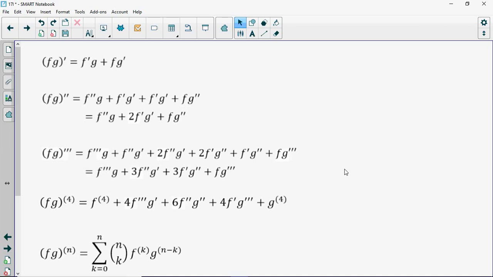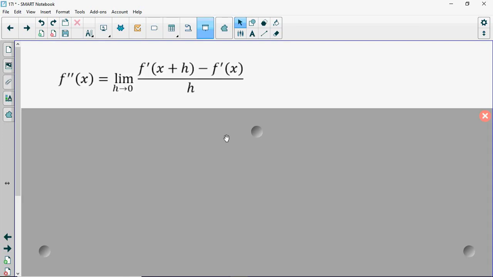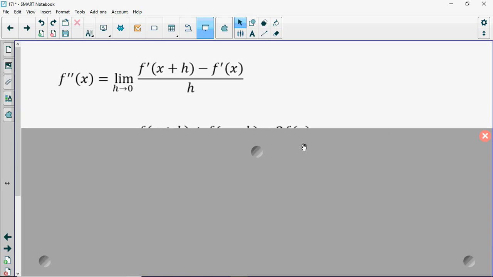Not that you need to know it, but I think it's really cool. And last thing, we have the limit definition for the first derivative. So naturally we can extend this and give a limit definition for the second derivative. It's just instead of f's up here in the numerator, we'll have f primes. We can also give a limit definition for the second derivative in terms of the original function.